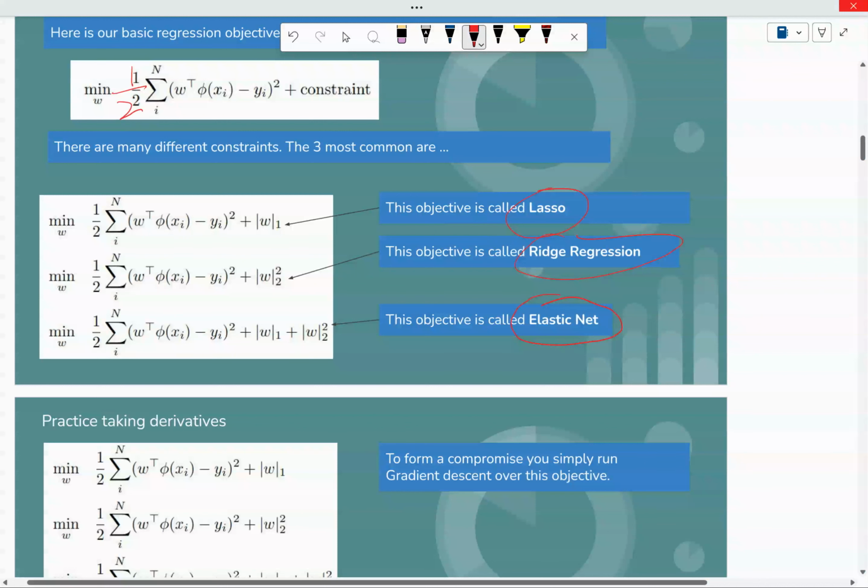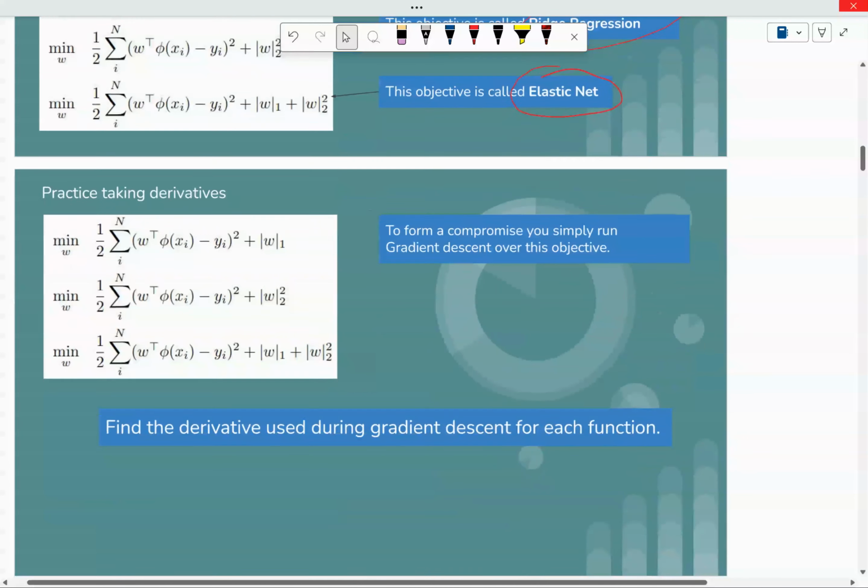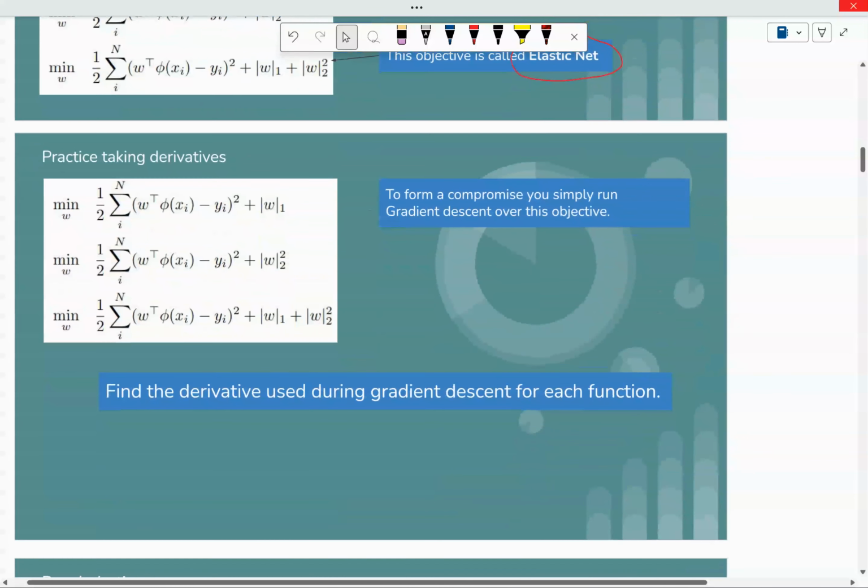What matters is later on when you take the derivative, the size of the derivative will change a little bit. So just keep that in mind, that using 1 over 2 or 1 over n are two ways that various people might write the regression objective. Okay, so at this point, I want you to pause the video and essentially find the derivative for all three functions. Okay, pause the video.